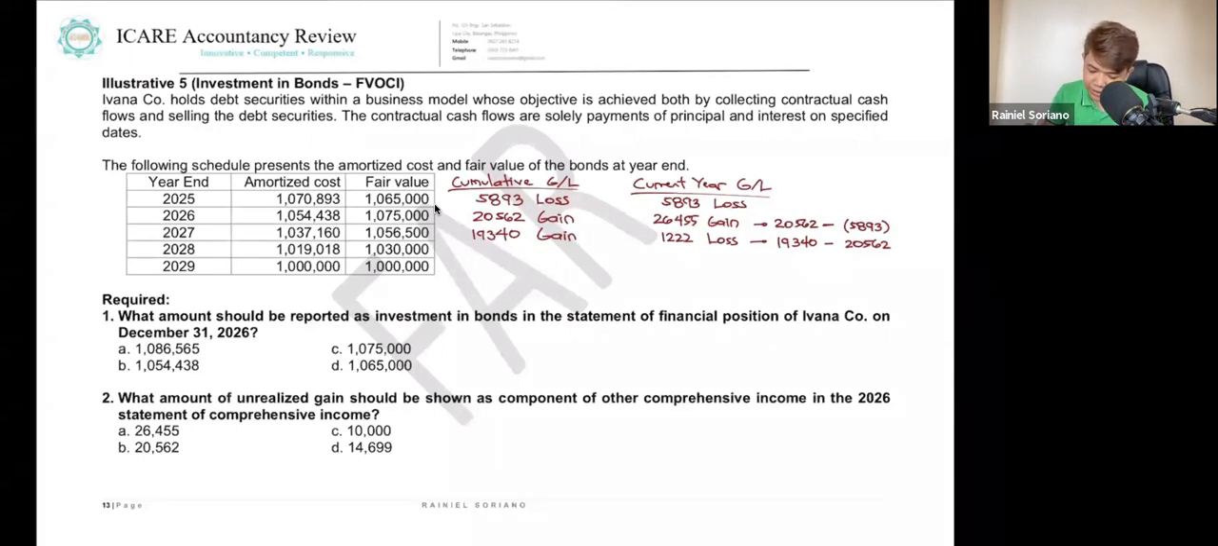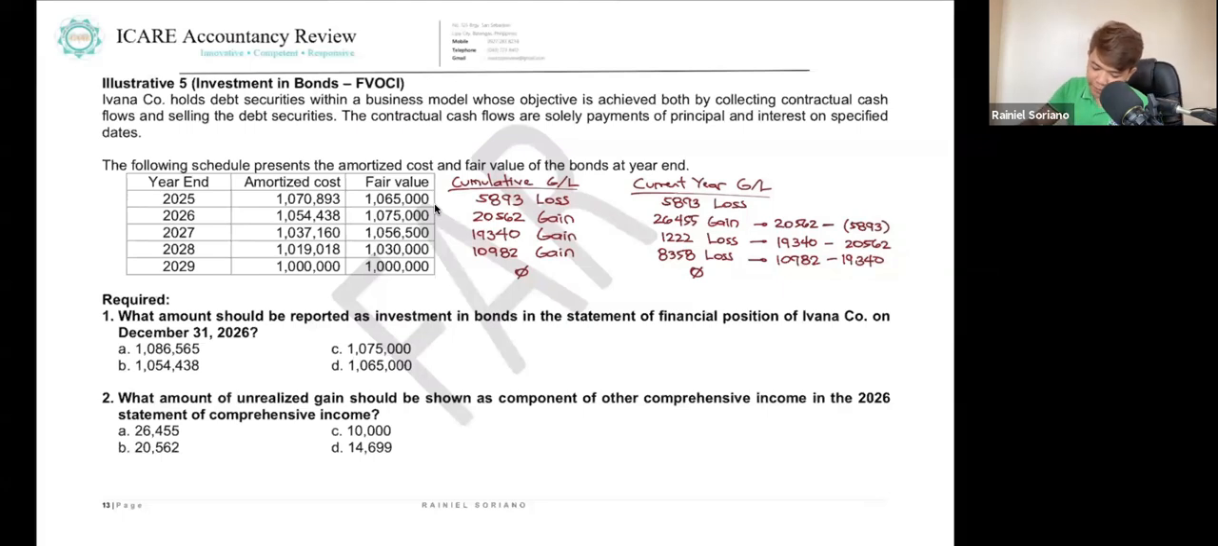Now, punta tayo sa 2028. 1,030,000 minus 1,019,018. This is equal to 10,982. Gain pa din. Then last year is 19,340. So negative pa rin. Loss pa din to. Meron tayong loss na 8,358. Then pagdating sa 2029, zero na to kasi i-close na natin yung P&L. Disposal na to. Date of maturity na.